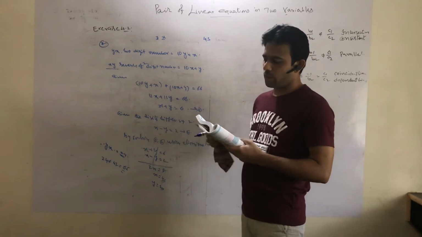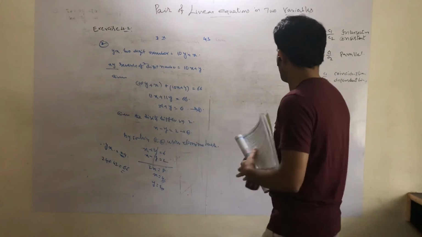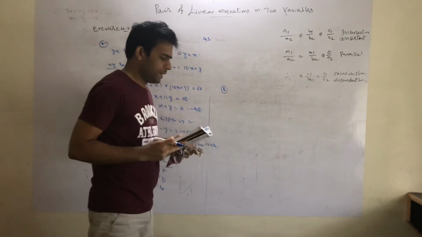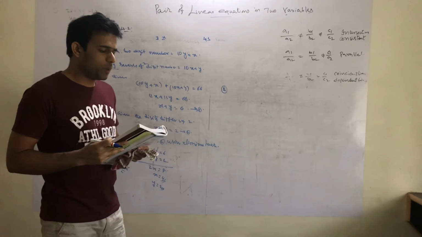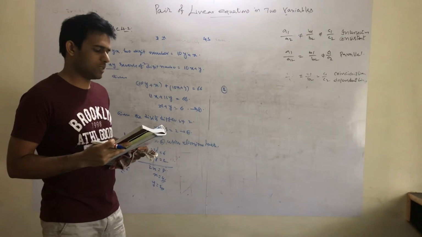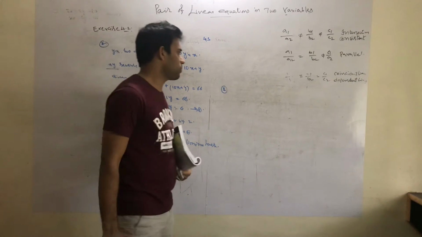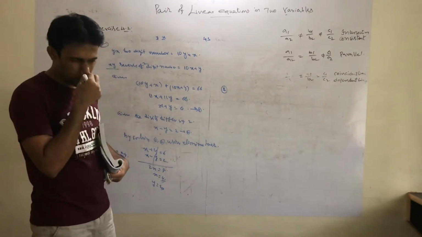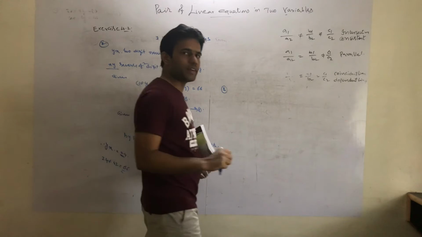So let's get into problem number 3. Problem number 3 is a quick one. The larger of two supplementary angles exceeds the smaller by 18 degrees. Find the angles. Okay. Here you need to know a bit of geometry. So let's say there are two angles, x degrees and y degrees.